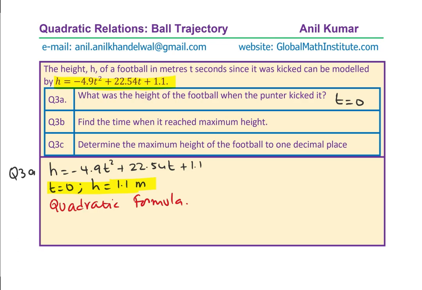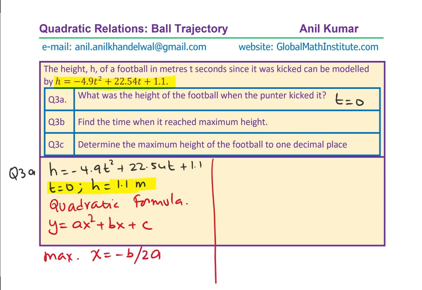You have this particular equation. So, you can find the time when it reaches the maximum height. It is reached at minus b by 2a. If the equation is y equals ax squared plus bx plus c, then the maximum is at x equals minus b by 2a. Do you see that? This is what the formula says, and you can plug in minus b by 2a.